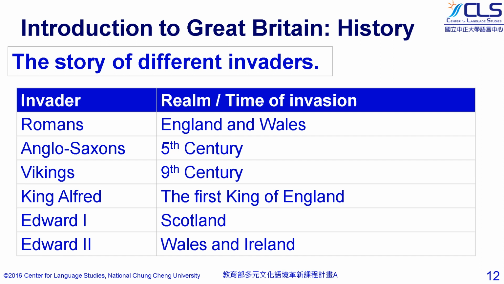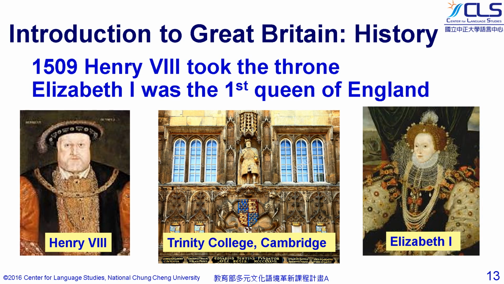The first king of England was King Alfred, and he made England the strongest nation in Europe in the Middle Age. King Edward I conquered Scotland, and Edward II conquered Wales and Ireland. In 1509, Henry VIII took the throne, and his daughter Elizabeth I was the first Queen of England.